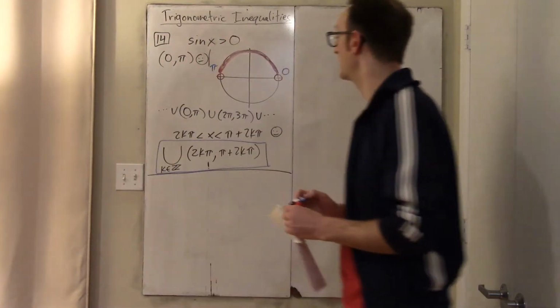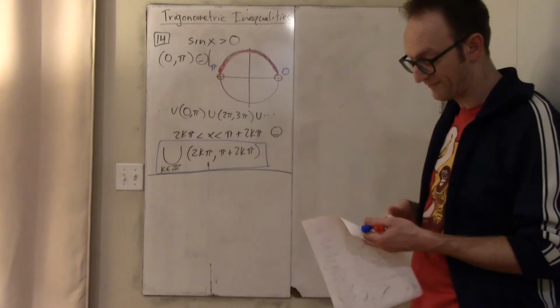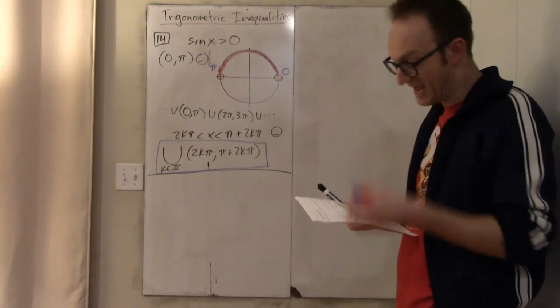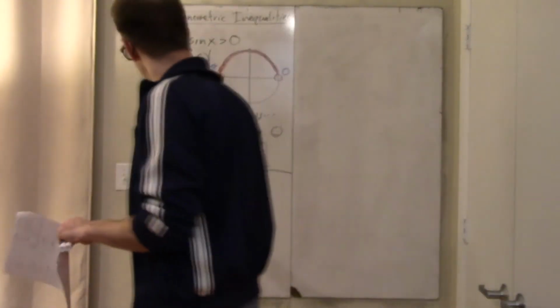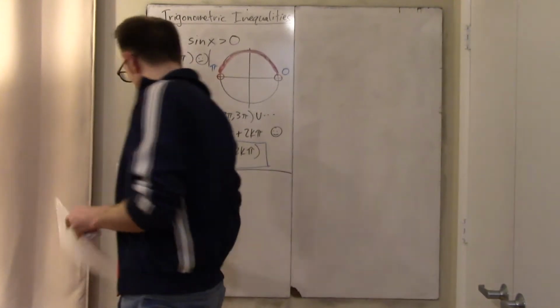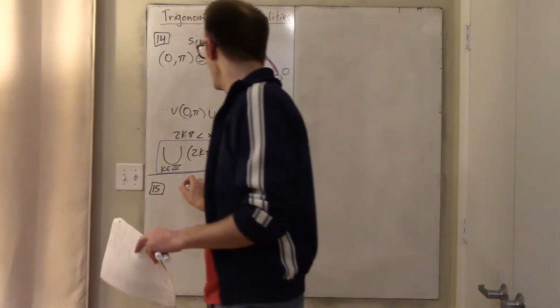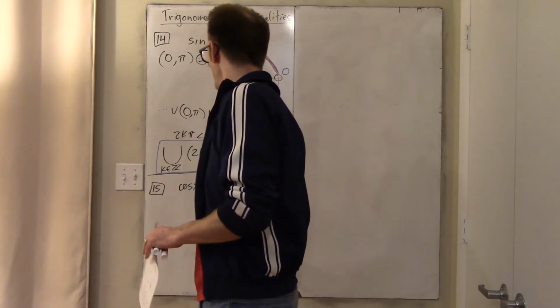Okay, good. Let's do some more. I did this for my own students. I did that problem in class. Here's another one that I did in class. When is cosine x less than or equal to 0?